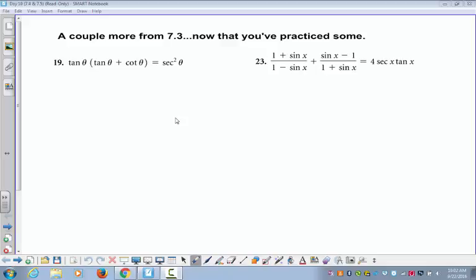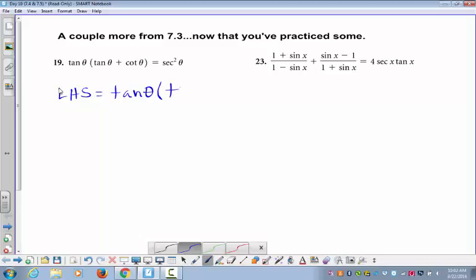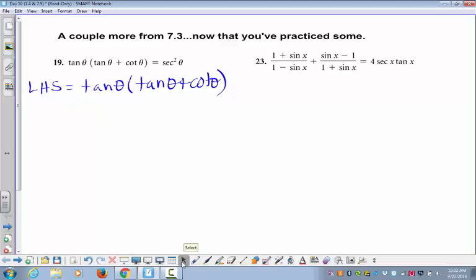And the technique that we've used is to start with the more complicated side and try to manipulate it into the other side. So we'll go with the left side. I really would love you to do it exactly like this. You know, pick a side, make it clear what side you're picking, and then just move through until you get to the other side.